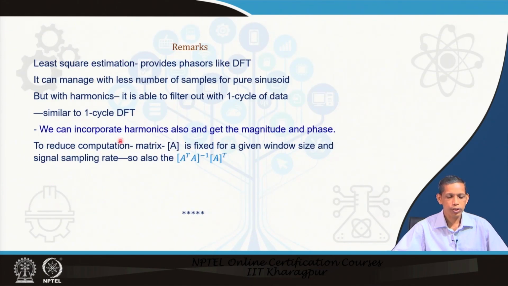So, overall, the least square estimation technique also provides accurate Phasor estimations like discrete Fourier transforms. If the signal is pure, like during steady state, we can manage with fewer samples, but for a signal having impurity, you can accommodate more and more samples in the system. We can incorporate harmonic components in the estimation process also. To reduce the computation burden, the A matrix is fixed for the particular window size, and so the pseudo inverse is also fixed.